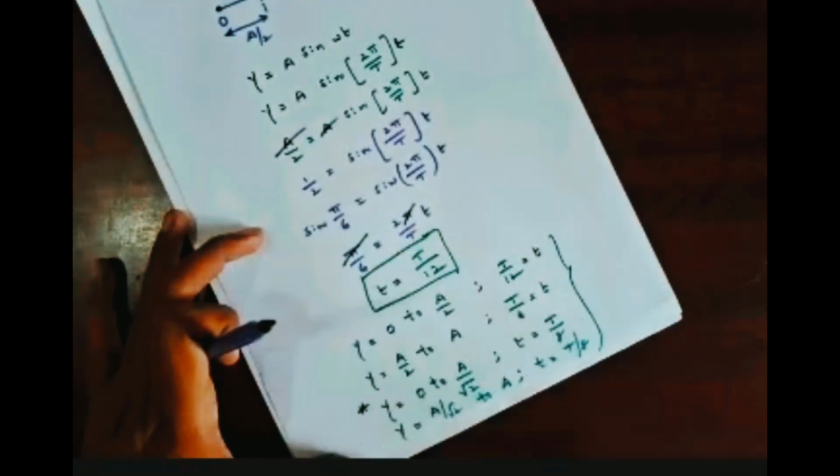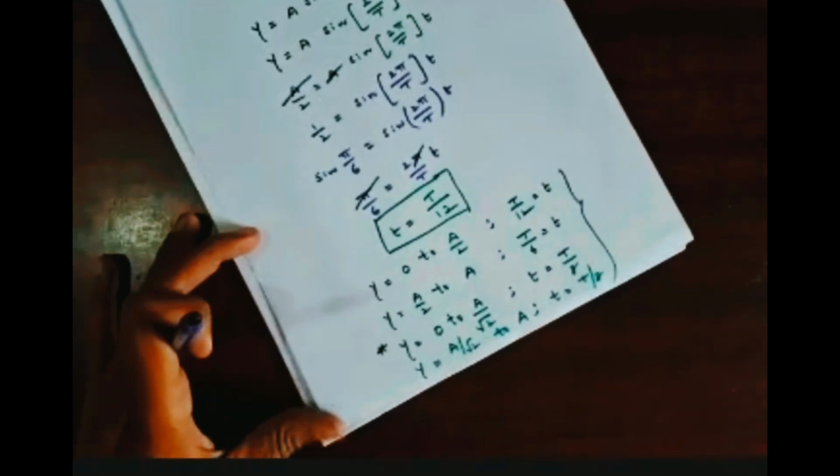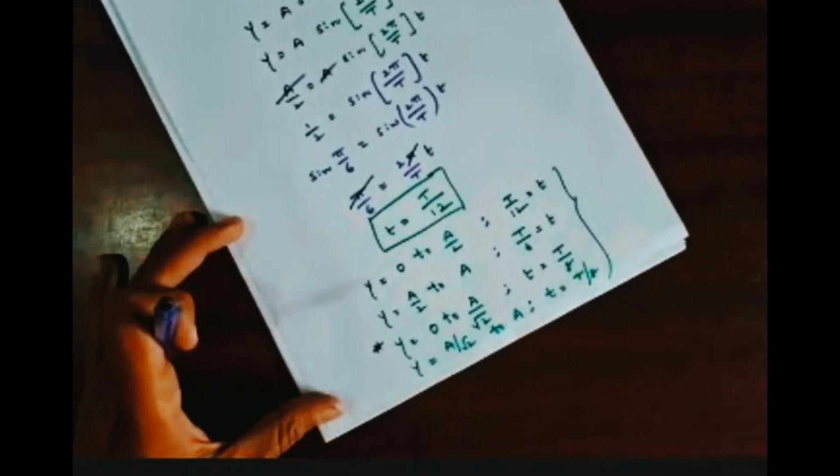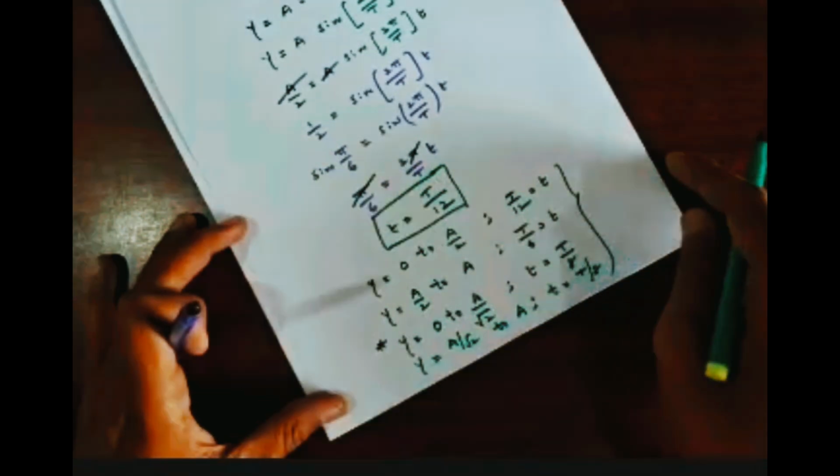These four you need to remember. From mean position to a by 2, T by 12. From a by 2 to a, T by 6. From mean position to 1 by root 2 times the amplitude, T by 8. And again from 1 by root 2 times the amplitude to the amplitude, that is again T by 8. Okay. Next.